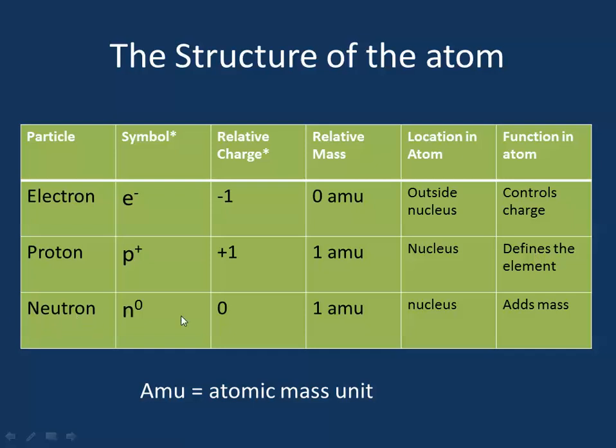The neutron is zero charge, neutral, and it's also 1 AMU, or 1 atomic mass unit. It's also in our nucleus, and it basically adds mass to the atom of your element. It doesn't change the element, it will add mass, making it heavier at times. And we'll talk about what that means a little bit later. We'll mention isotopes a little bit later on, but not now.